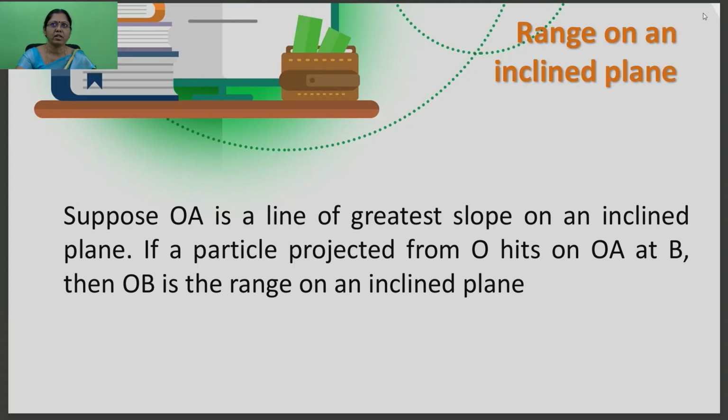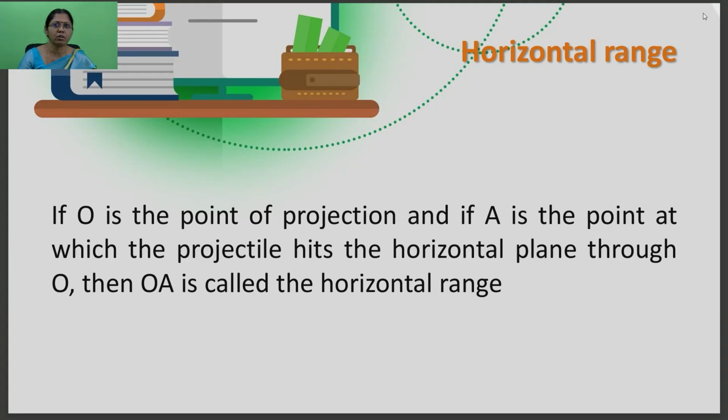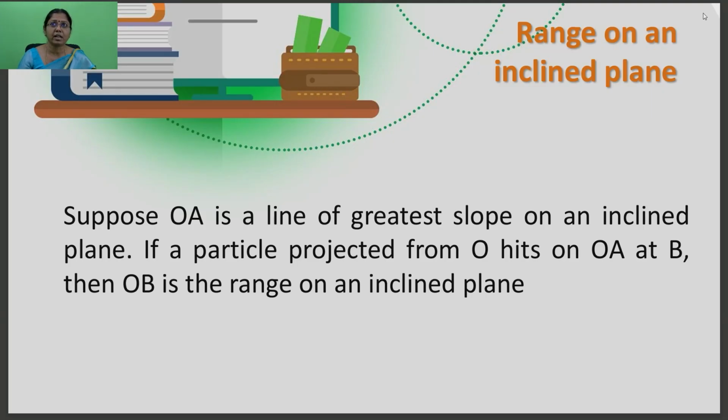Next is range on an inclined plane. Previously we have seen range on a horizontal plane, where all of that happens on the horizontal plane. Now we are going to see the range on an inclined plane. The plane will have some inclination to the horizontal, and you are throwing the object standing on an inclined plane and it hits the target on the inclined plane. So it is no longer called a horizontal range. Horizontal range is over; now we are going to find out the range on an inclined plane.